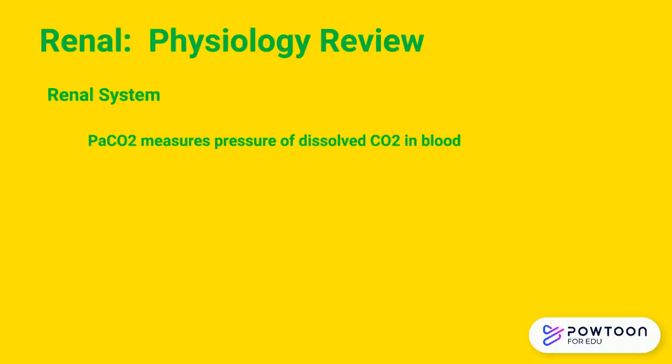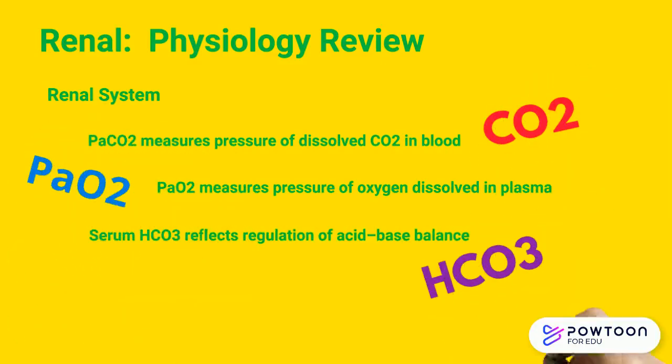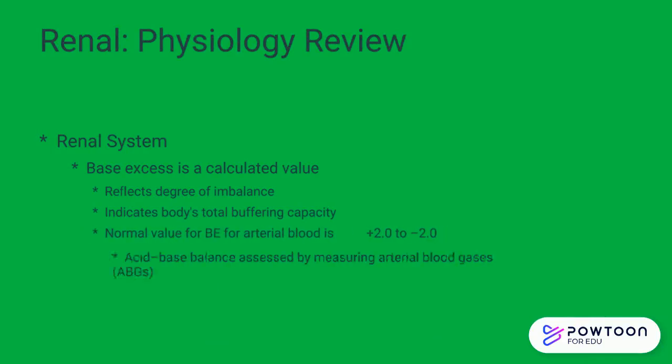So the PaCO2, or CO2, is basically how much carbon dioxide is in the blood. So when you think CO2, think respiratory. PaO2 is the amount of oxygen in the blood. And the HCO3 is the amount of bicarb in the blood. Bicarb, kidneys. The base excess really kind of gives us a picture of the degree of the imbalance. It kind of tells us how well we can buffer something. We should have a normal range of 2 to negative 2.